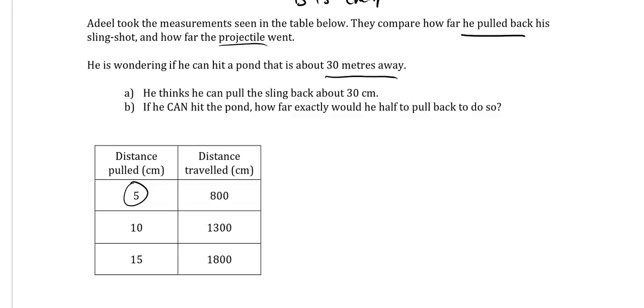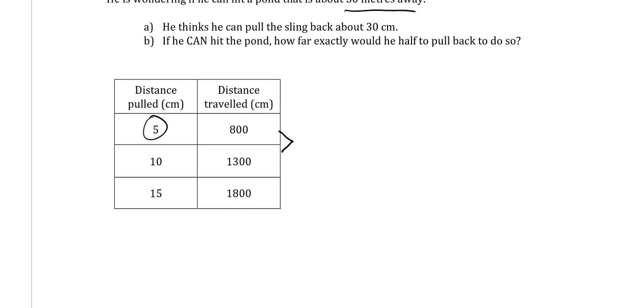What is 30 meters in centimeters? That would be 3 meters. So 3,000. So let's just do it in 3,000 centimeters, and let's just work in centimeters, because that's what our table's in. Okay? So let's go ahead and calculate this.